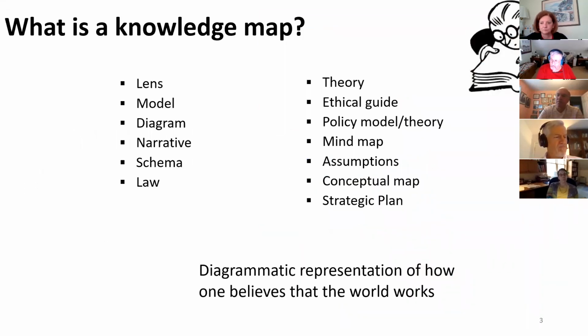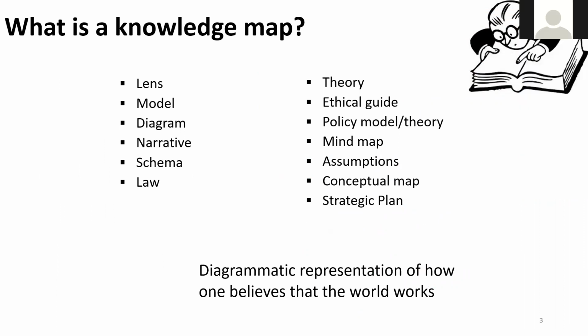So the first thing, what is a knowledge map? From my perspective, I think of a knowledge map as a kind of conceptual system, simply a diagram of how we believe that the world works. And very generally, these can include a wide variety of metaphorical and other perspectives. It could be a model, a theory, policy theory, mind map, assumptions, conceptual maps. All of these things generally fit into the category of a knowledge map.